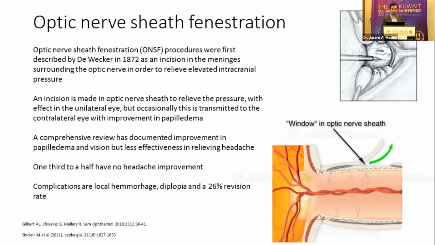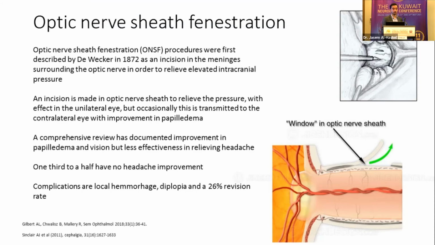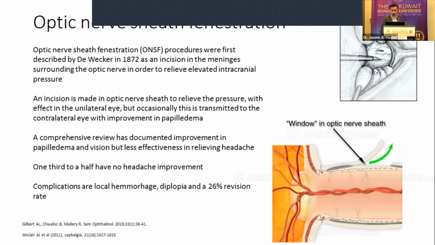What is optic nerve sheath fenestration? The ophthalmologist would do it, and they would make incisions in the optic nerve sheath to allow pressure to dissipate and the CSF to go out. This improves the vision. It's mainly done to save the vision in the eye, and this can have an effect in the contralateral eye, even if it's done on one eye. One third to one half have no improvement in headache. So this is not done to improve headache. All surgeries are not usually done to improve headache. They're mainly done for vision. It has some complications such as hemorrhage, diplopia, and a higher vision loss rate.